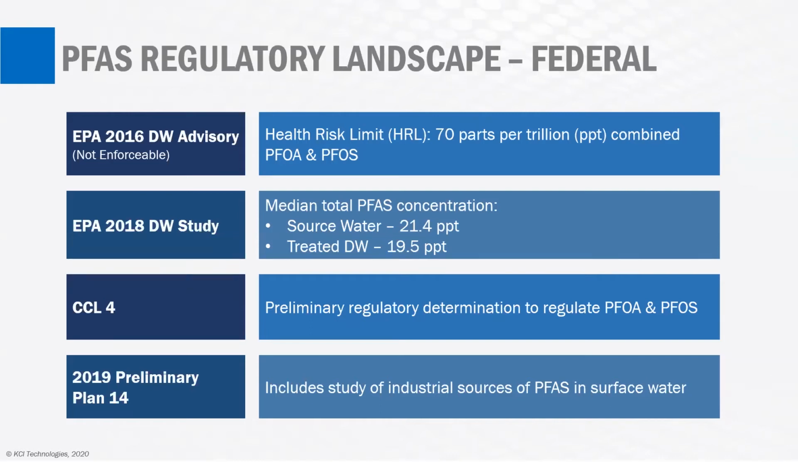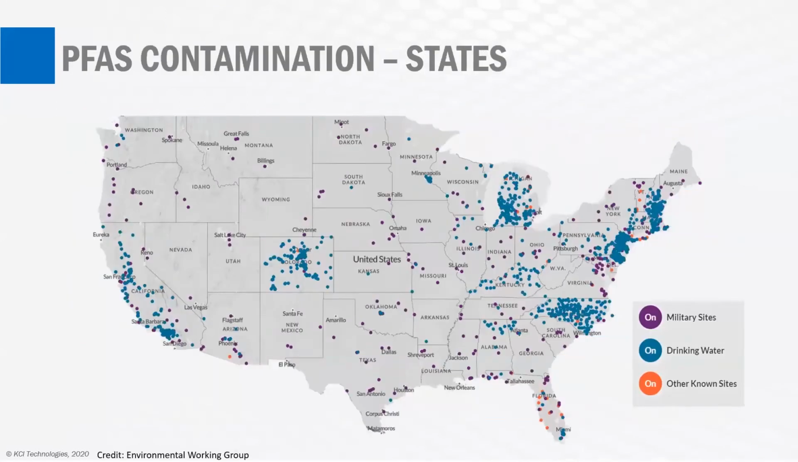So with that, we're going to turn to the states. I wanted to put this map up here to give you a perspective. What does PFAS look like across our states? You'll see a bunch of blue dots. Those represent some drinking water sources that have detected PFAS in them. There's a few, you can see some purples in there as well.